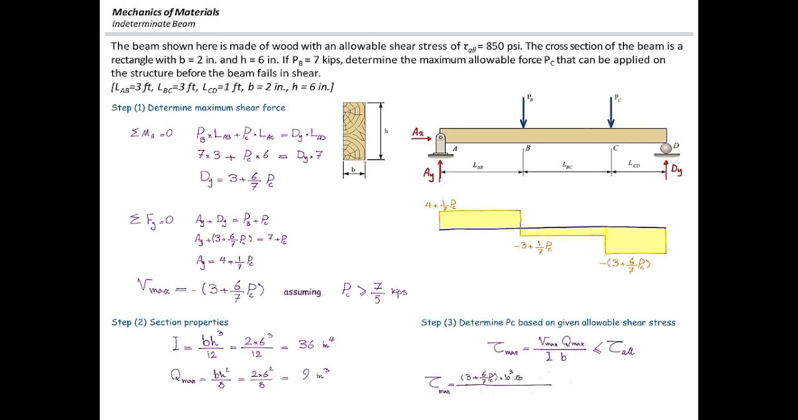By the way, I'm going to multiply that by 1000 because force is given in kips, but stress is given in psi. So I'm going to convert this into pounds. Q max is 9 cubed inch. I is 36 inch to the fourth, and width of the section is b, or 2 inches, and that has to be smaller than 850 psi. As you can see, the only unknown is P_C, and if I solve that, P_C is limited to 4.43 kips.